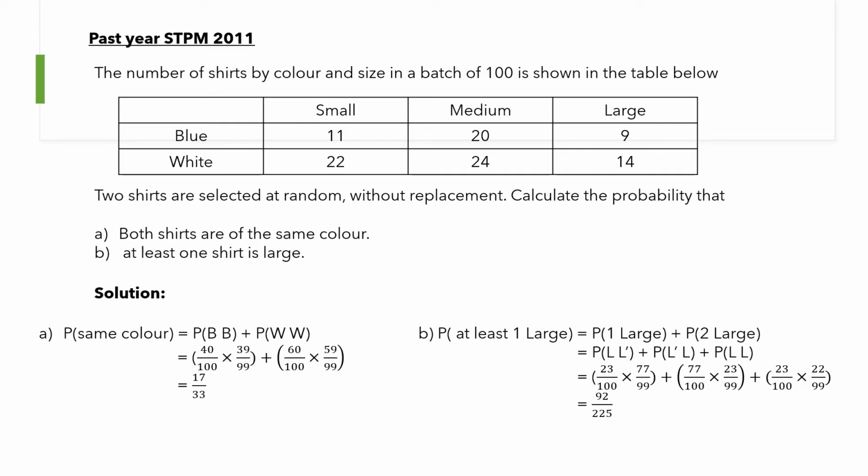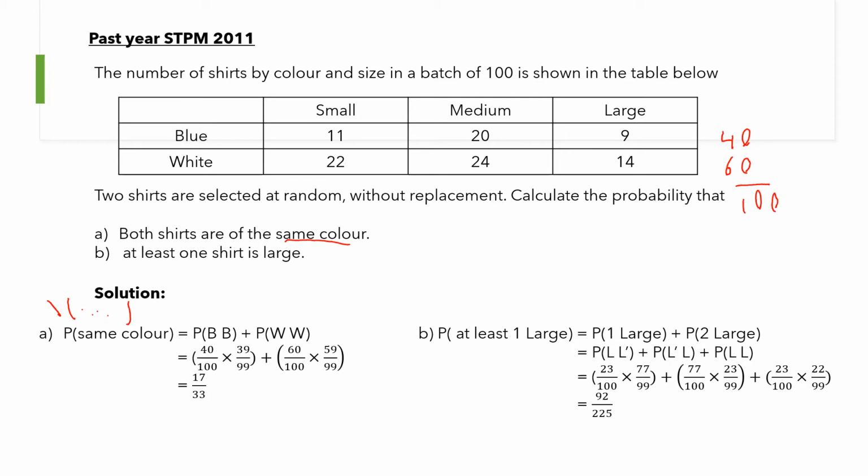First thing, we write a capital P. This shows probability, and then open bracket, and we list down what we want to find and close bracket. The thing we want to find is same color. So there's only 2 possible ways, either 2 blue or 2 white. So I have to calculate the total number of blue color shirts, 40, and then white color 60. Okay, so total 100.